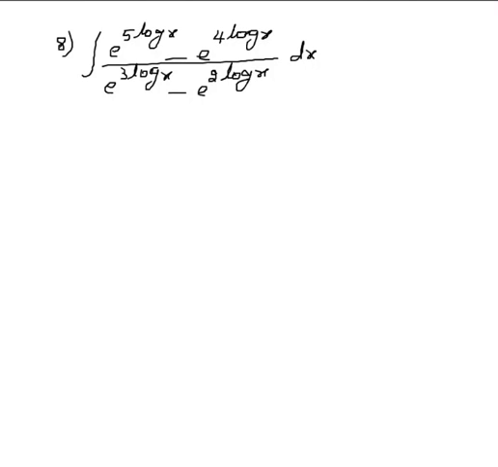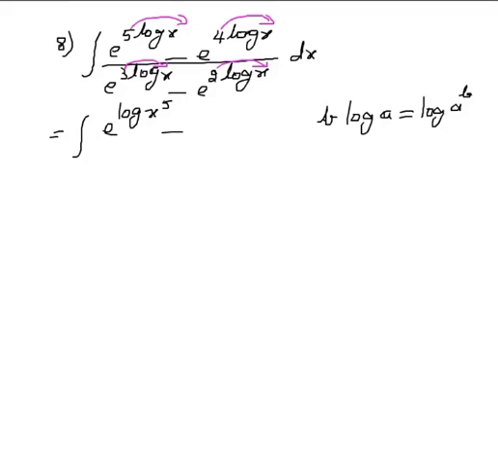We will use the logarithmic rule: b log a can be written as log of a raised to b. Therefore, this 5 becomes the power of this. Similarly 4, here 3, here 2. Therefore, we get e raised to log x power 5 minus e raised to log x power 4, divided by e raised to log x cube minus e raised to log x square, dx.